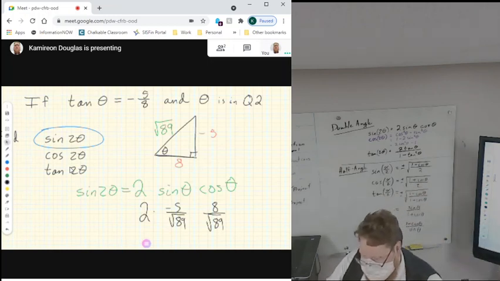Don't go too fast. Step 1, we do the triangle. Step 2, use the Pythagorean theorem. I'm still going too fast. Sorry, I have a lot of energy today.